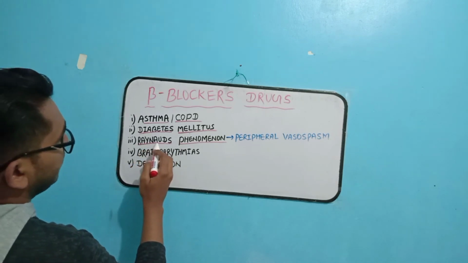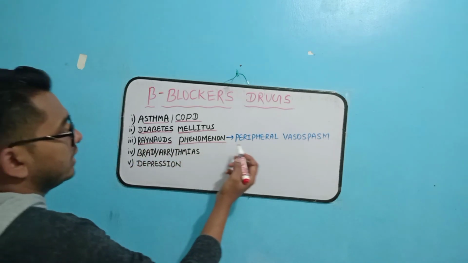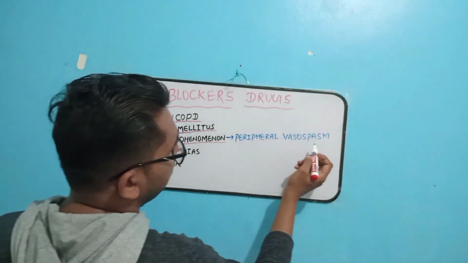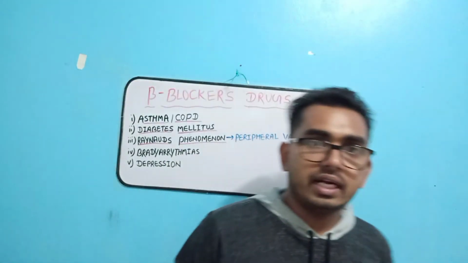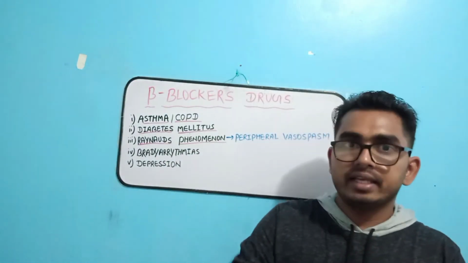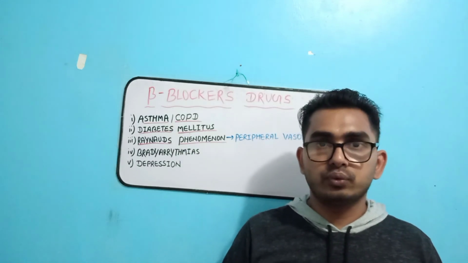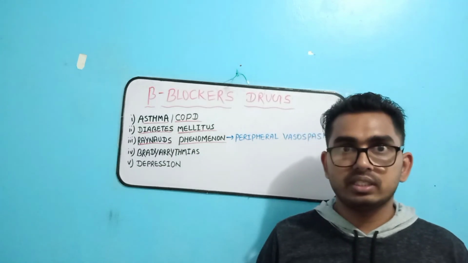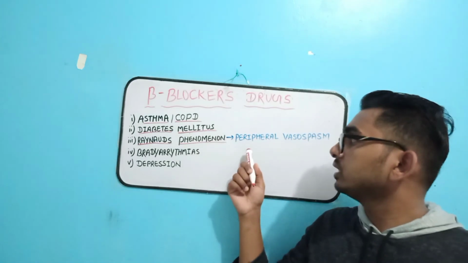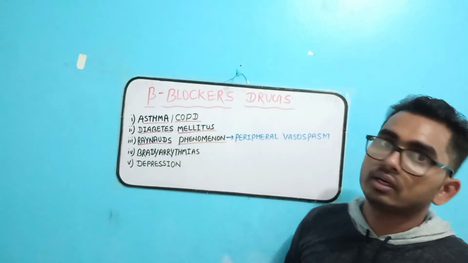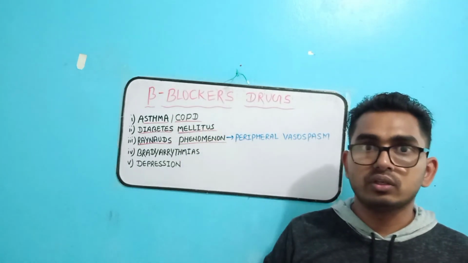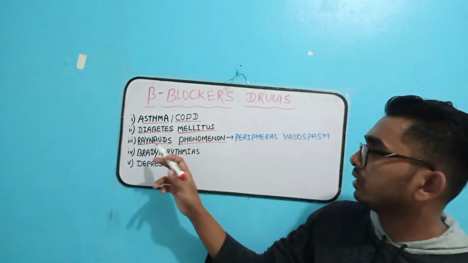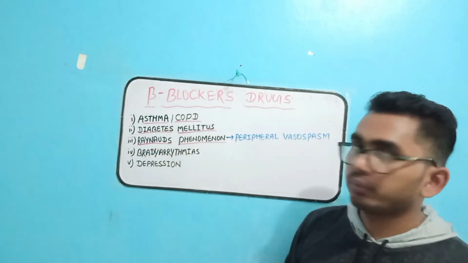Third is Raynaud's phenomenon. In this condition there is peripheral vasospasm. In that condition our hands feel cold, or we feel painful extremities. So in this condition, if we give beta blocker drugs, it leads to a severe condition. So we also have to avoid beta blocker drugs in Raynaud's phenomenon.